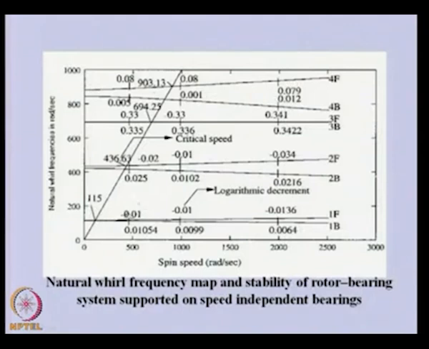So, in this particular case at lower speeds, the first forward and backward whirls at low and high both are unstable, but the higher modes are stable, lower modes are unstable, but higher modes are stable. So, this is one of the Campbell diagram.